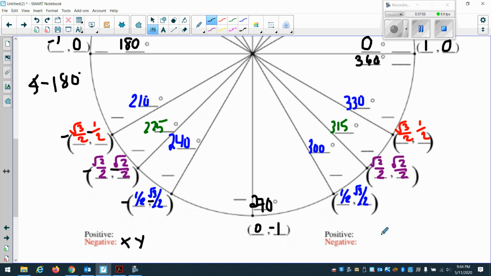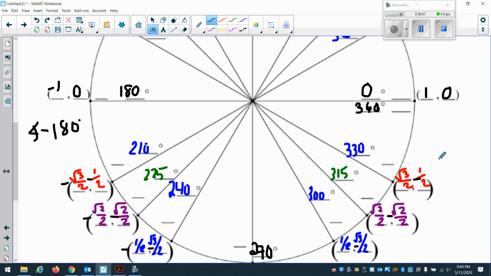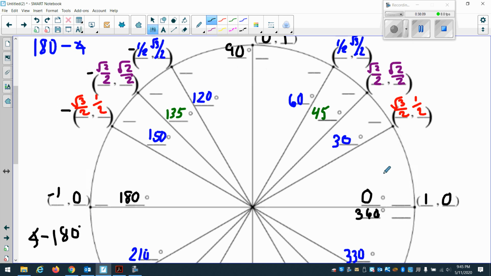Then in quadrant 4, my x is positive, my y is negative, so that's negative, negative, negative to fill out your unit circle, okay? So again, we did one unit circle with similar colors. You could do that here as well. You could take out some colored pencils or markers and use the same colors to help you.